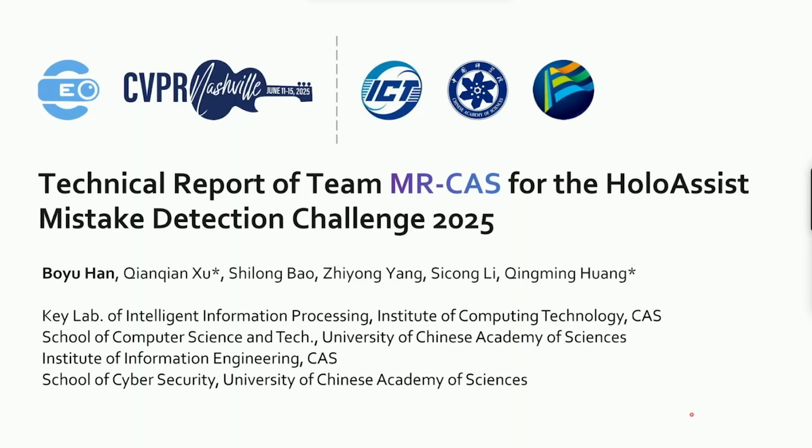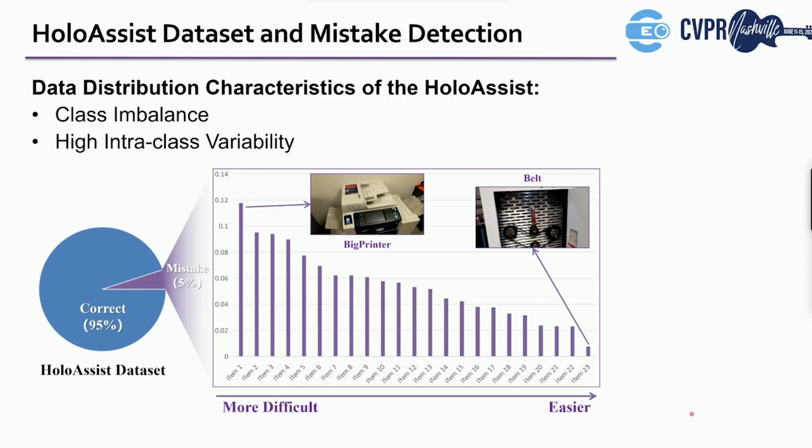I'm pleased to present the solution developed by me and the MRCS team for the mistake detection challenge of HoloAssist. The goal of mistake detection is to identify whether a user makes an error while performing a task.